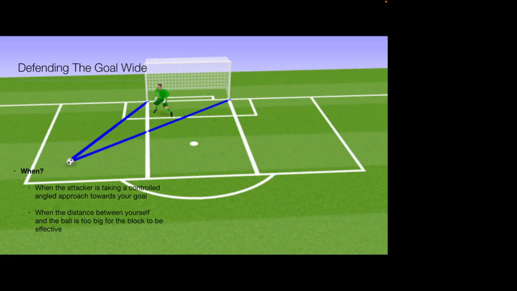Why? Again, the angle works against the attacker. They see less of the goal the closer they get to either the goal or the byline. So if they're getting closer at the goal, obviously they start to see more of yourself as a goalkeeper and less of the goal. If they get closer at the byline, they start to see less of the goal due to the angle.